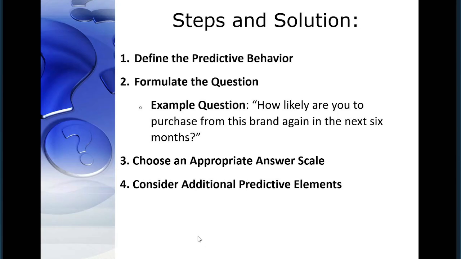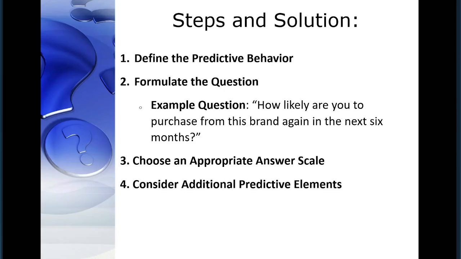You can construct a clear forward-looking question. The question should encourage respondents to think about their likelihood of engaging in the behavior in the specified time frame. The example question is, how likely are you to purchase from this brand again in the next 6 months? Then you can choose an appropriate answer scale. You can provide a scale that allows respondents to indicate their likelihood accurately. A 5-point Likert scale works well here, ranging from very unlikely to neutral to very likely.